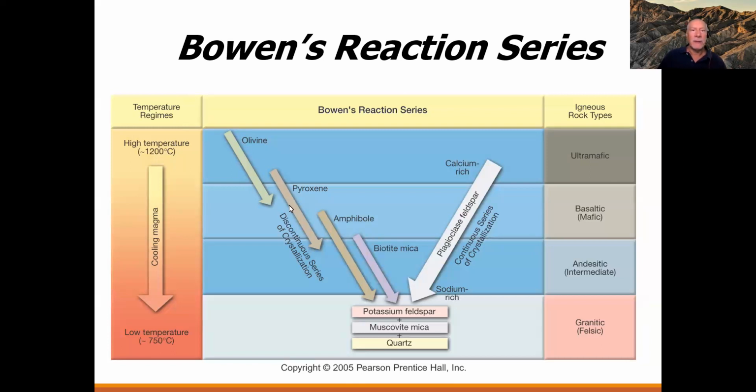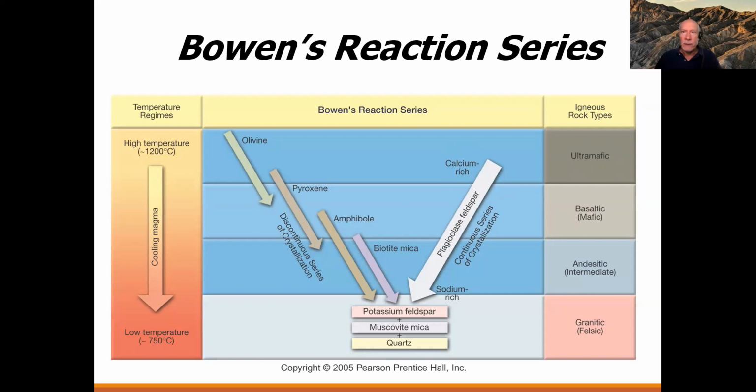And then after that is pyroxene, and then amphiboles, and then biotite. And then down here we got potassium feldspar, muscovite, and quartz. This is called the discontinuous series. The right side of the chart is called the continuous series because this is all the mineral group that we call plagioclase feldspar, okay? And it starts out calcium rich, okay?